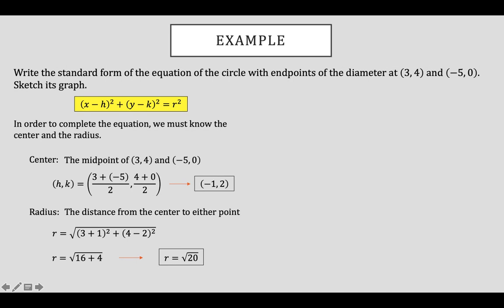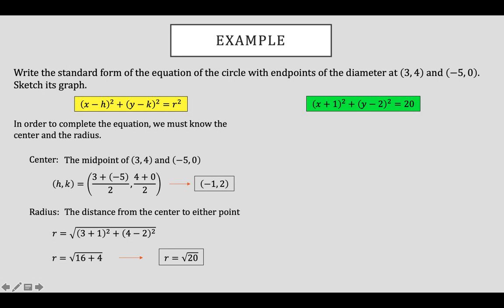However, in this case, notice that the problem only asks us to write the standard form of the equation of the circle. And what are we going to have to do with r? Yep, we're going to have to square it. All right, so not necessary to reduce that radical in this particular case. Now that we have r and we have our center, we can plug those into our equation. We have x plus 1 quantity squared plus y minus 2 quantity squared is equal to 20. Notice when I square that r value, squaring undoes the square root, and we're just left with 20.